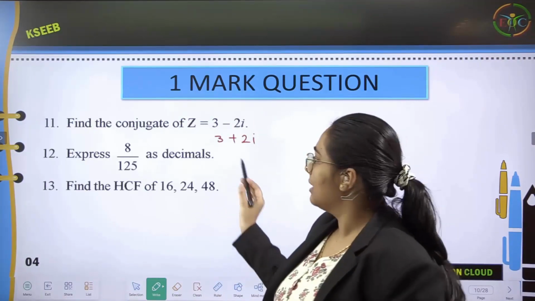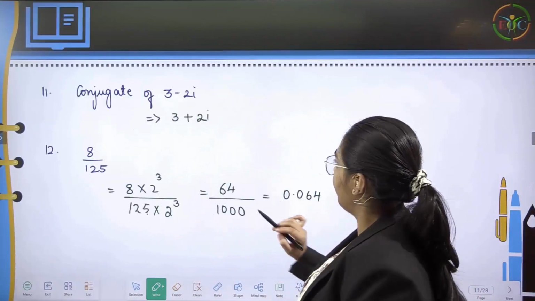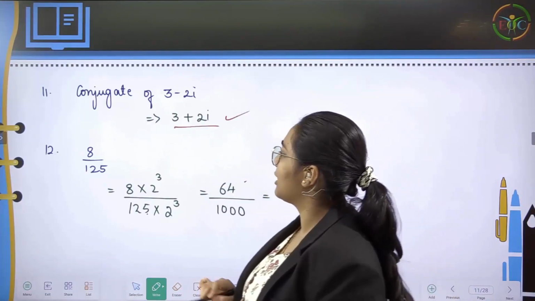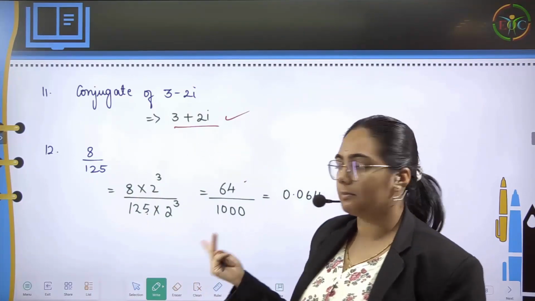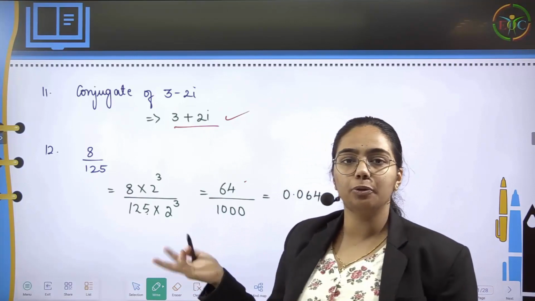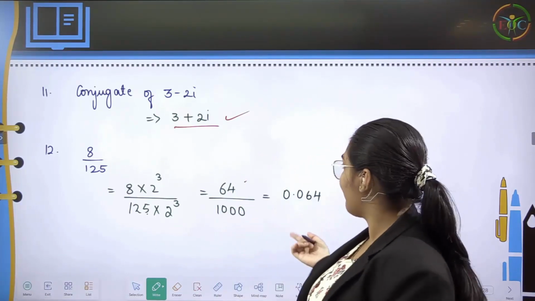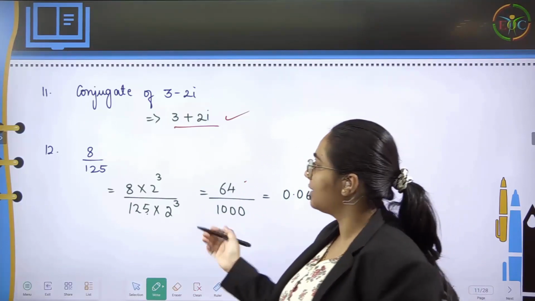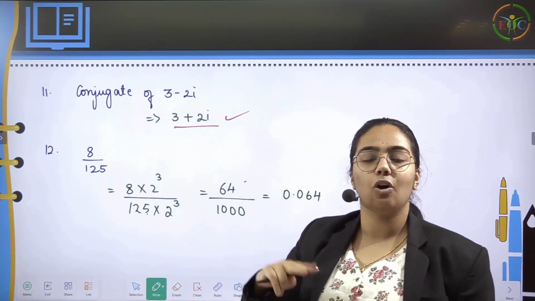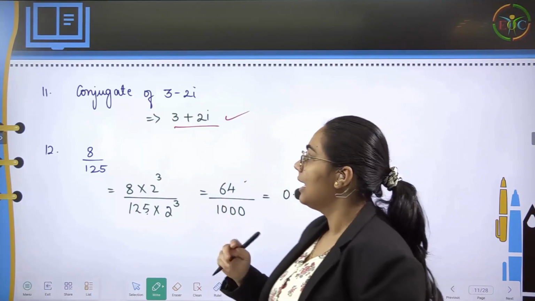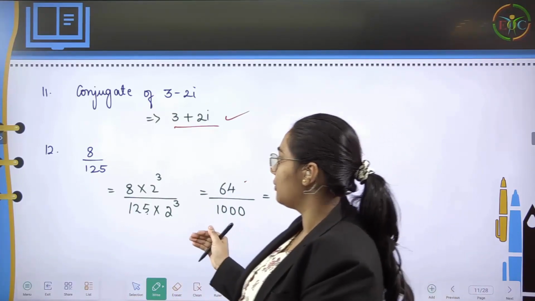Right. Next, express 8 upon 125 in decimal format. First, we completed the conjugate. So 8 divided by 125, you have to write it in decimal format. How am I going to proceed with this? You can do normal division also to find the decimal format, but there is a simpler way. I am going to bring the denominator to tens, hundreds or thousands, whichever is the nearest possible.